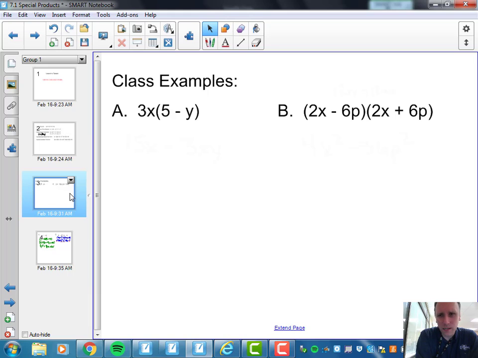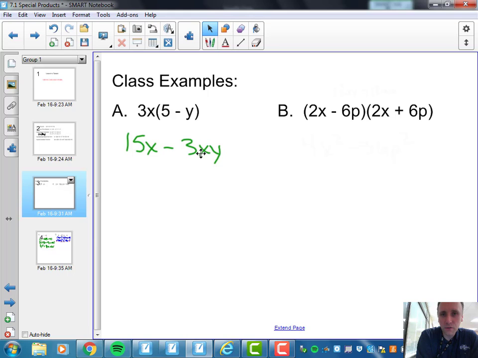Again, we've looked at problems like a lot of these already this year, so none of this should be really new. And you've seen it all in the past as well. So I've got 3x times 5 minus y. I want to take that 3x and distribute it onto the 5 and the negative y. So I'm going to take 3x times 5 and get 15x, and I'm going to take 3x times negative y and get negative 3xy.